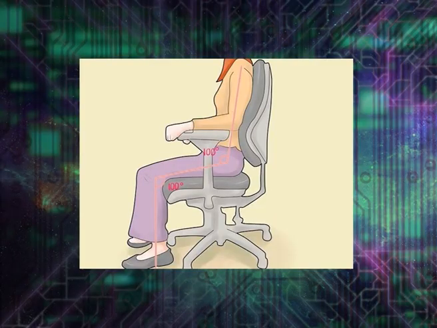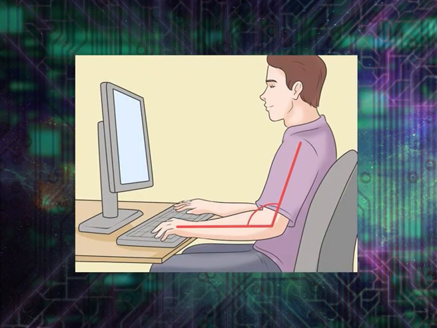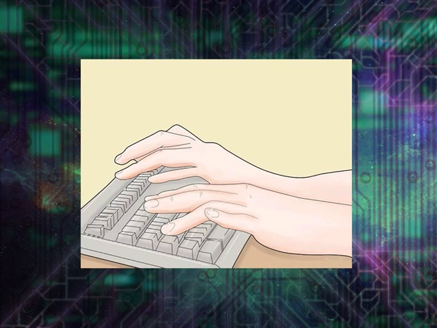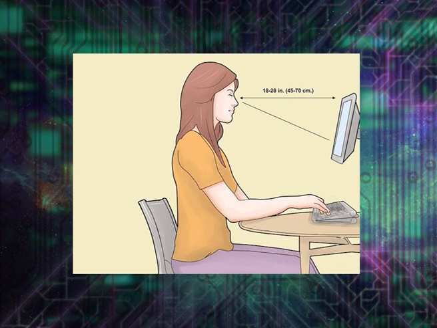Sit up straight, feet flat on the floor. Use a footrest if needed. Position your lower arms parallel to your keyboard, with elbows at your side. Keep wrists straight to guard against carpal tunnel syndrome. Do not lean into the monitor, but sit close enough to the keyboard and the mouse to stay relaxed.